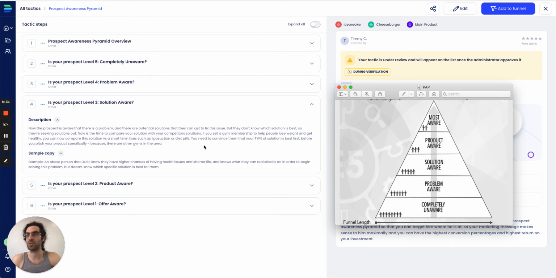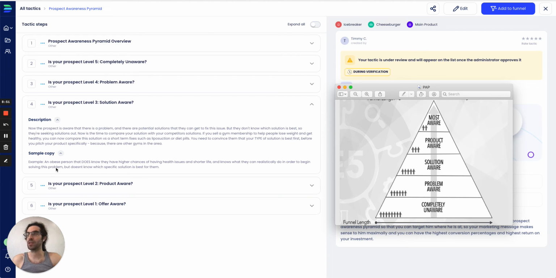With the competitor solutions. So if you sell a gym membership to help you lose weight and get healthy, you can now compare the solution to a short-term fix such as liposuction or diet pills. You need to convince them that your type of solution is best first before you can pitch your product specifically and present an offer, because there are other gyms in the area that is your specific solution. So that's the next step.